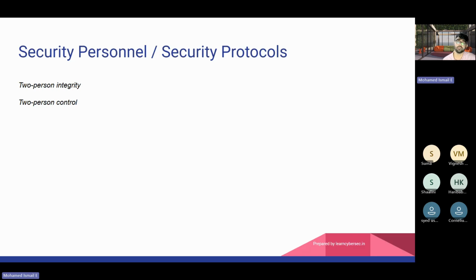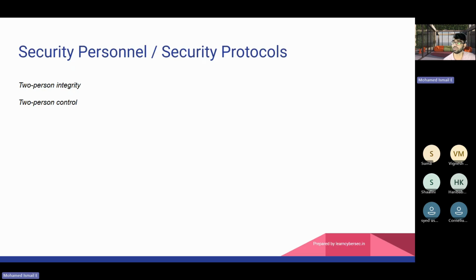The two security guards: the first guard gives the first door access, the second guard gives the second door access. Or on the same door, the first guard will enter the first 6-digit pin, and the next guard will enter the next 6-digit pin. Once both are matched, then only the door will open. So that is two-person integrity.